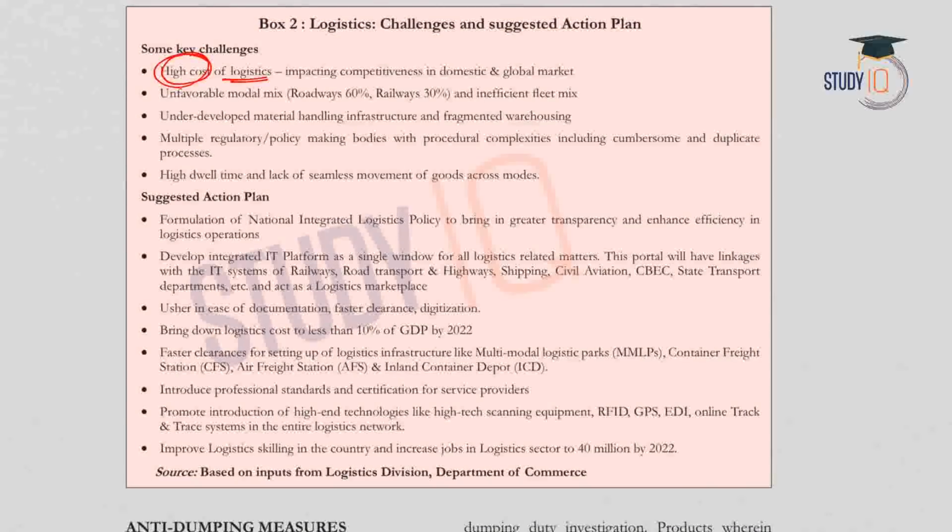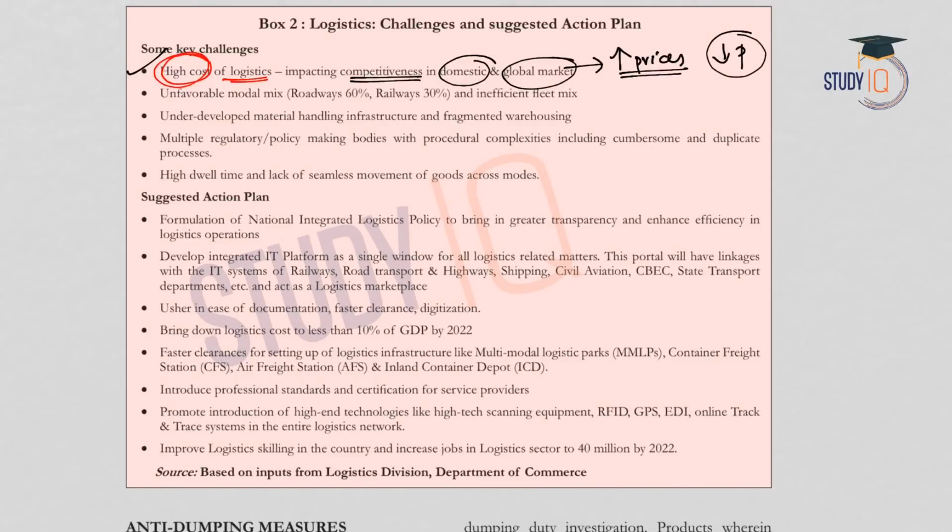One major challenge is the high cost of logistics in India. If the logistics takes place in a formal channel, the cost is very high, and this will impact the competitiveness in the domestic and global market by way of increase in the prices of commodities. If the prices of commodities come down in the global market, it will have export competency, and in the domestic market, it will reduce the inflation. So if the cost of logistics can be controlled or reduced, it will have a competitive advantage for our country. Second one is an unfavorable modal mix.